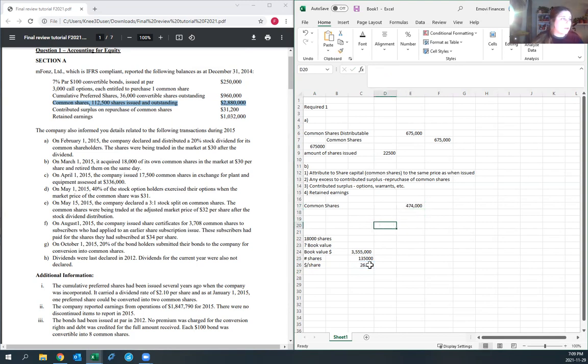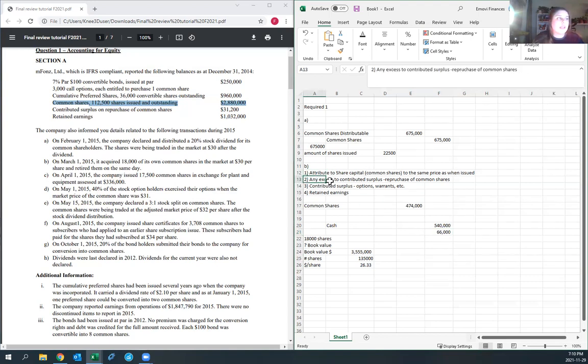So now I'm going to put down first my cash amount, just so we know how much of a difference we have between the two, so we can apply it to contributed surplus or retained earnings. So we're buying back 18,000 shares, and the market price of those shares is $30 per share. So we have a difference between the two of 66,000.